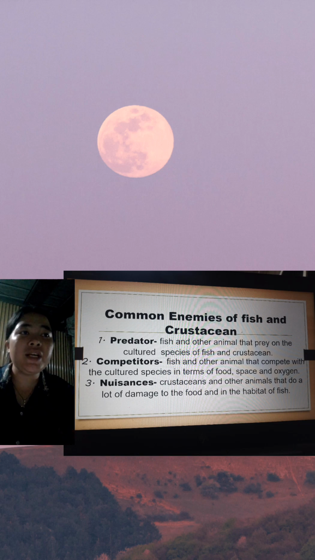So in summary, lobsters and shellfish have specific habitats and sizes that farmers must consider. Enemies in aquaculture are categorized as predators, competitors, and nuisance. Successful aquaculture means controlling these threats and providing proper habitat.